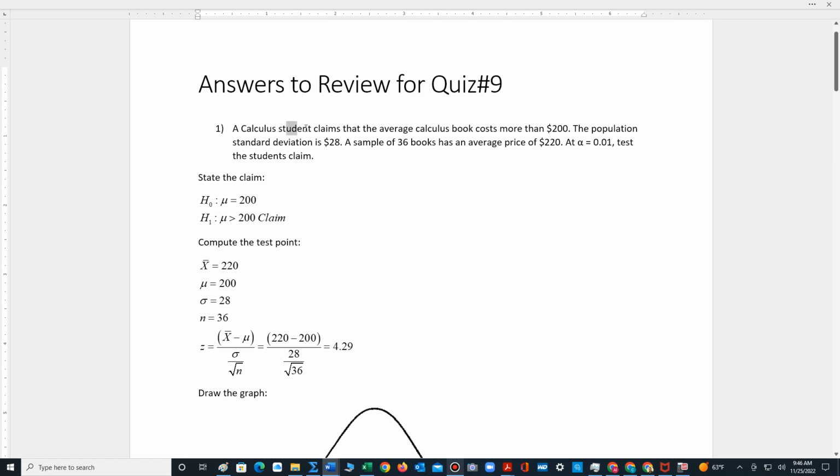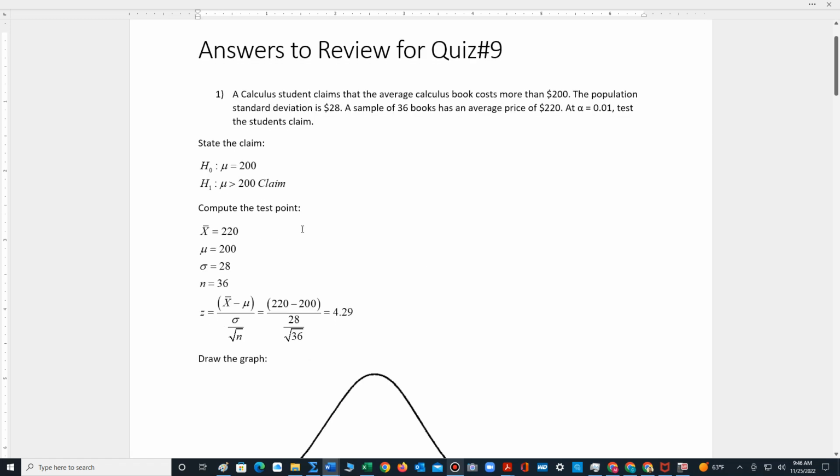Well, the student is claiming that the average, the mean, costs more than $200. So the mean is greater than $200. That's the claim. Since it's greater than, it's an H sub 1 statement. H naught always has the equal sign, so mu equals 200. We write both of them down.